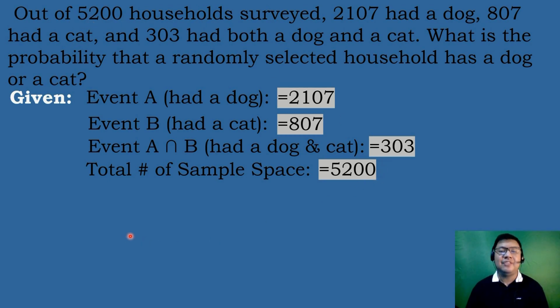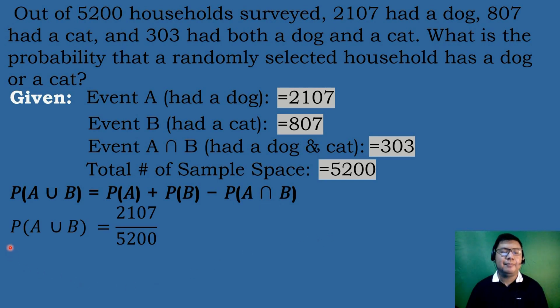We will be identifying if this is a union or an intersection of events. Since there is the word or in between dog and cat, this is an example of a union of two events. So we have the probability of A union B is equal to the probability of A plus the probability of B minus the probability of A intersection B. And then after that, bring down the probability of A union B equals the probability of A.